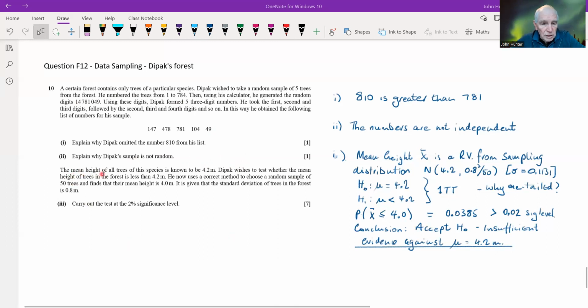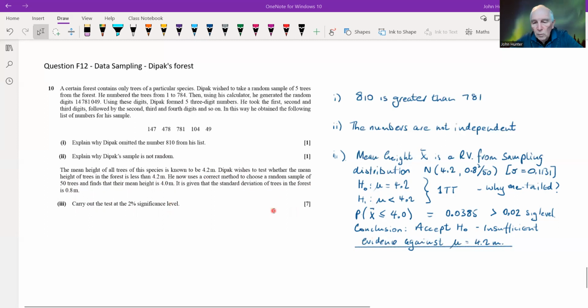The mean height of trees of this species is known to be 4.2 meters. Dipak wishes to test whether the mean height of trees in the forest is less than 4.2. He now uses a correct method to choose a random sample of 50 trees and finds that their mean height is 4.0. It is given that the standard deviation of trees in the forest is 0.8. Carry out the test at the 2% significance level.